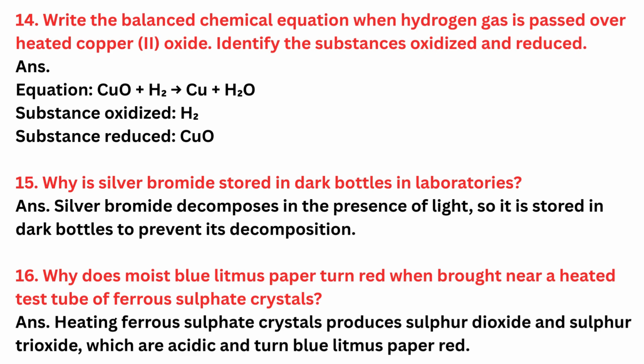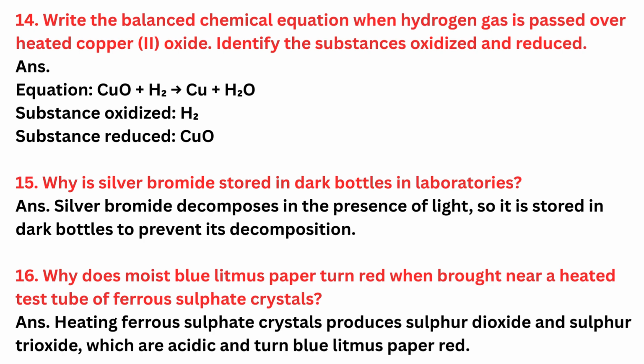Question number 14, write the balanced chemical equation when hydrogen gas is passed over heated copper oxide. Identify the substance oxidized and reduced. Answer, equation: CuO, that is copper oxide plus hydrogen gives copper plus water, Cu plus H2O. Substance oxidized, hydrogen, substance reduced, CuO.